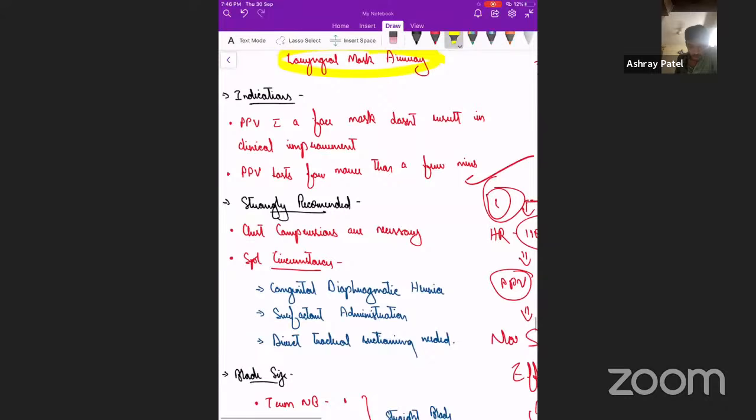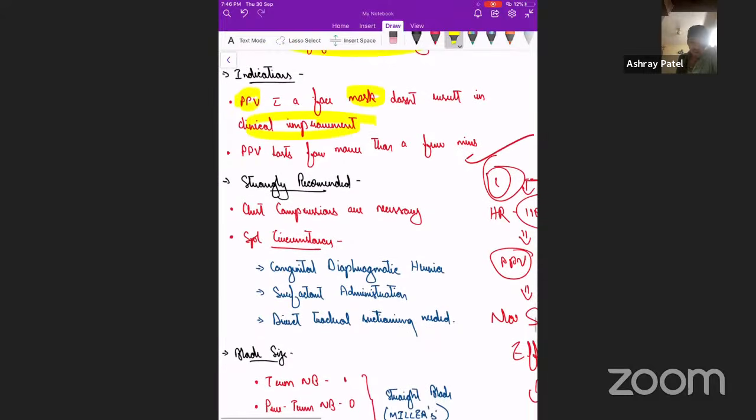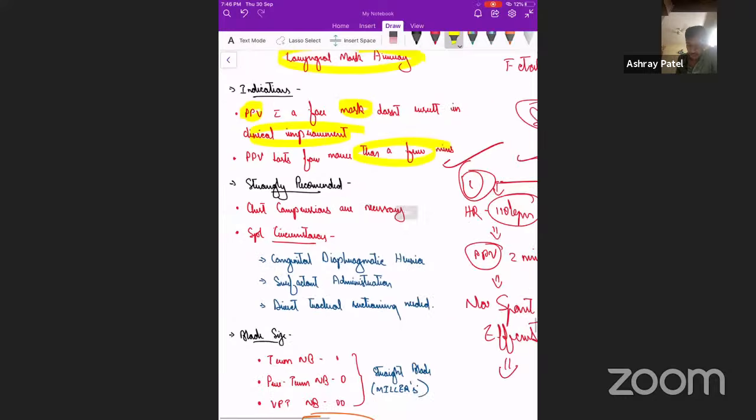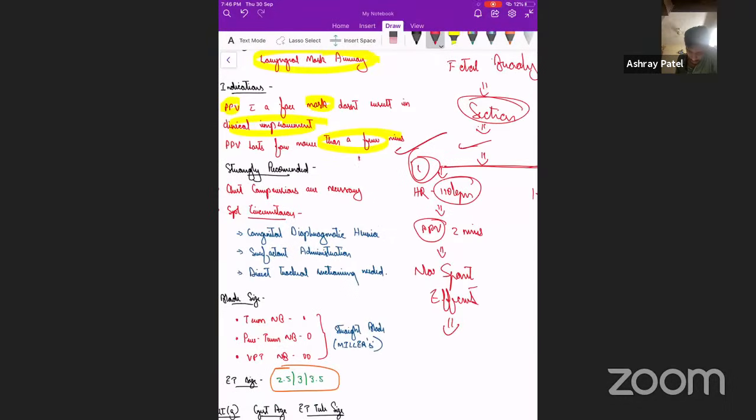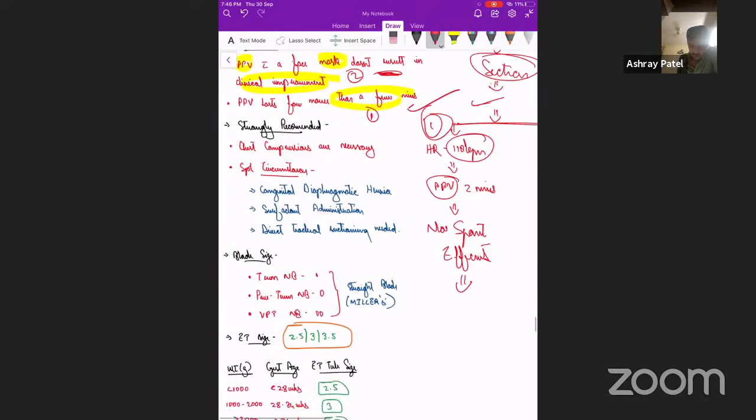One is positive pressure ventilation with the face mask that does not result in clinical improvement. This is effective positive pressure ventilation, or positive pressure ventilation that lasts for a few minutes. So this was our first case scenario. This was the second case scenario. There was positive pressure ventilation. It lasted for a few minutes, but still there were no spontaneous efforts and no clinical improvement at all, correct? So how do we deal with such cases?